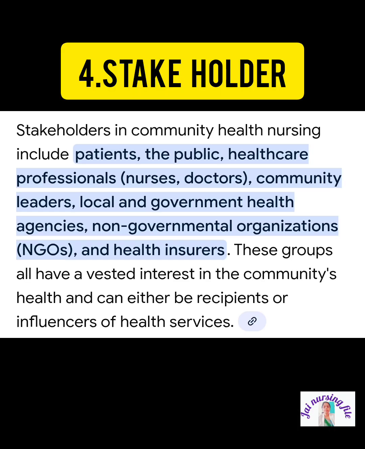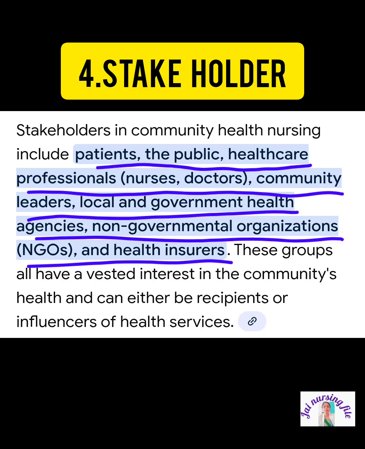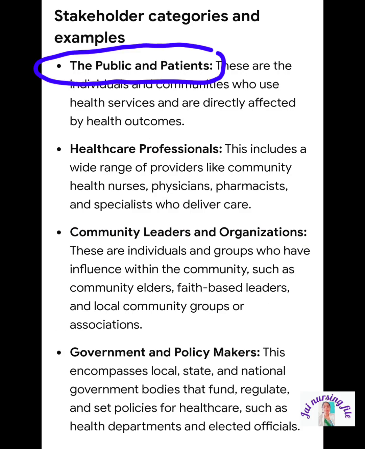The next topic, stakeholders. In community health nursing, it includes patients, public healthcare professionals, that is nurses, doctors, then community leaders, then local and government health agencies, and then non-governmental organizations and health insurance. So these groups all have an interest in community health and can either be a recipient or influencer of health services. For example, the first one is the public and patients. Here, individuals and communities who use the health services and are directly affected by the health outcomes.